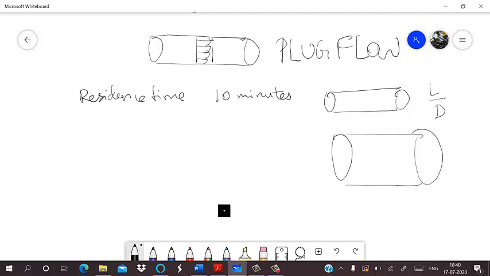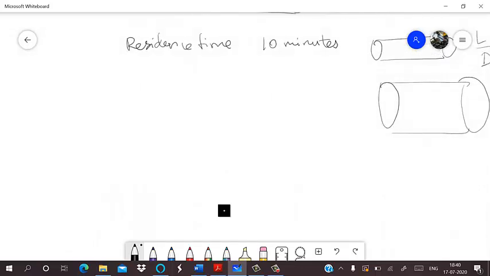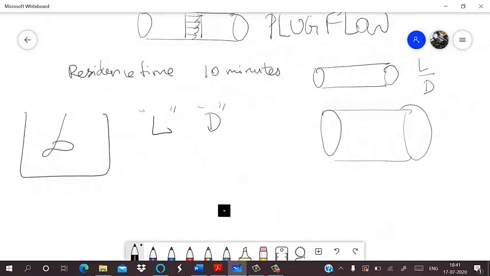But when you take a mixed flow reactor, say if your residence time is 10 minutes or your volume is some meter cube, you can change L as much as you want. Similarly, you can change the diameter as much as you want. You have control over the geometry of the reactor in case of a mixed flow reactor, whereas you don't have control over the geometry when it comes to the plug flow reactor.